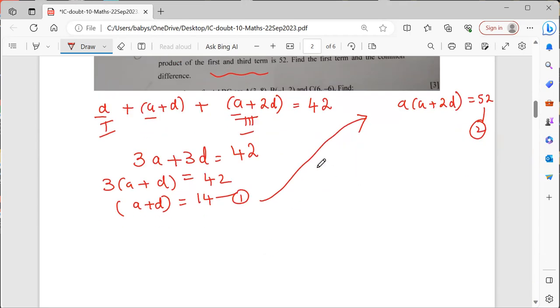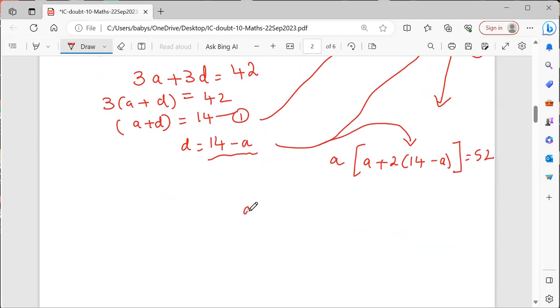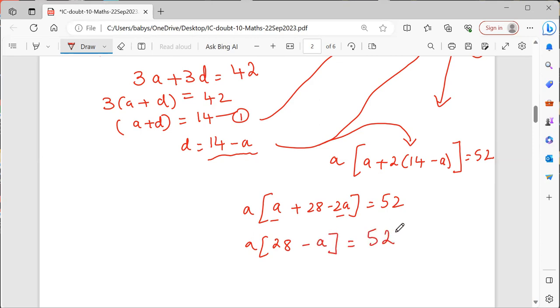Now look here. Just scroll down. So A plus D is 14, or D is equal to 14 minus A, and put that value of D here. So what do you get? You get A into A plus 2 into D, and D is 14 minus A. Okay, this is substitution, but it's in a quadratic and we'll see what happens next. So that will be A into A plus 14 2s are 28 minus 2A is equal to 52. A into 28 minus A is equal to 52. Okay, so this is what I get.